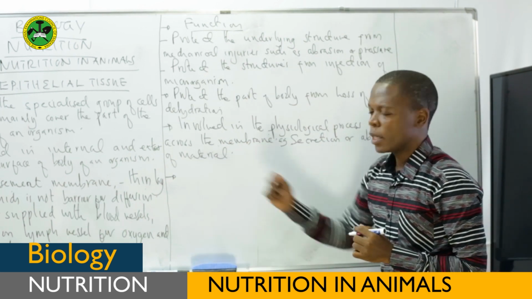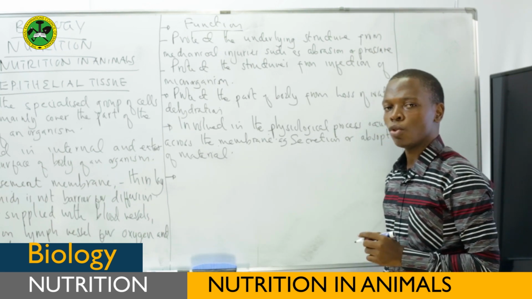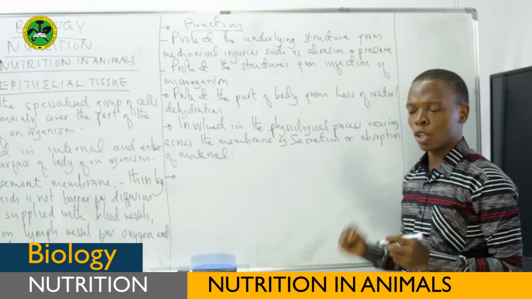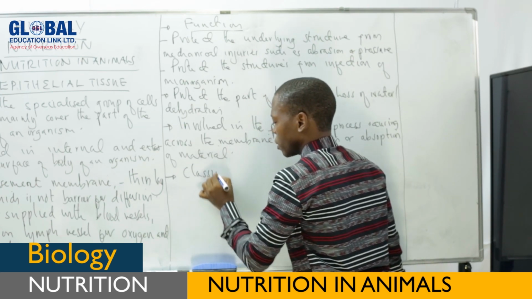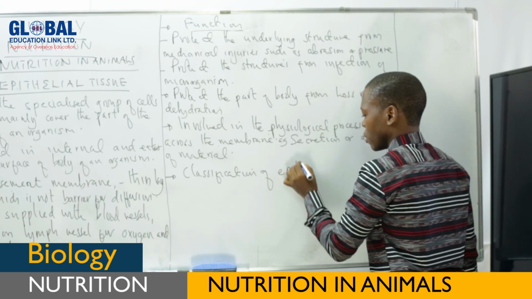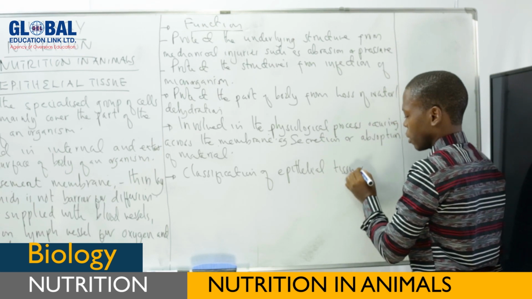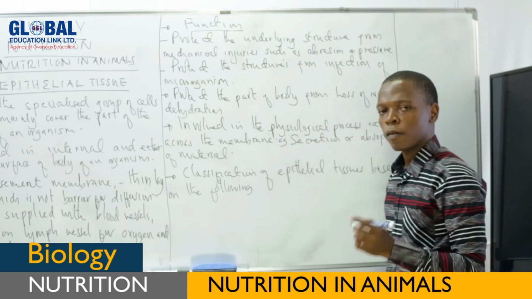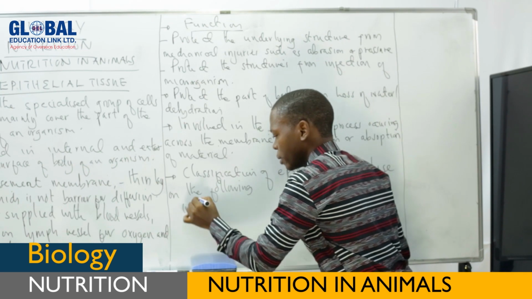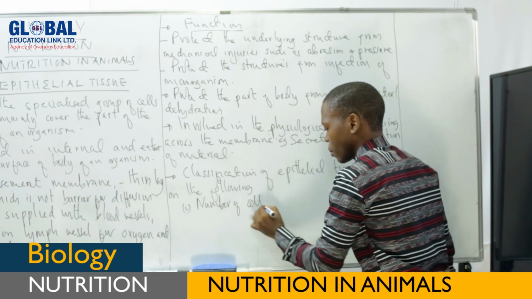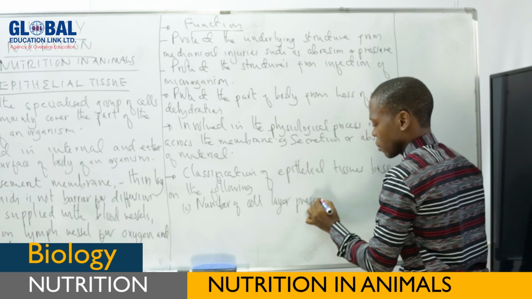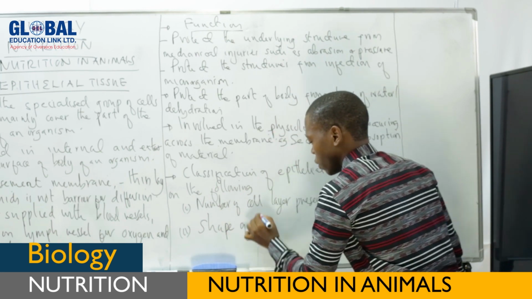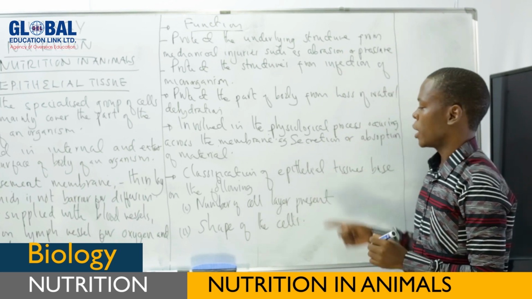Remember that these epithelial tissues can be classified according to the number of cell layers present or the shape of the cells. Therefore, classification of the epithelial tissue is based on the following. First, we have said number of the cell layers present, but also shape of the cells which make these epithelial tissues.